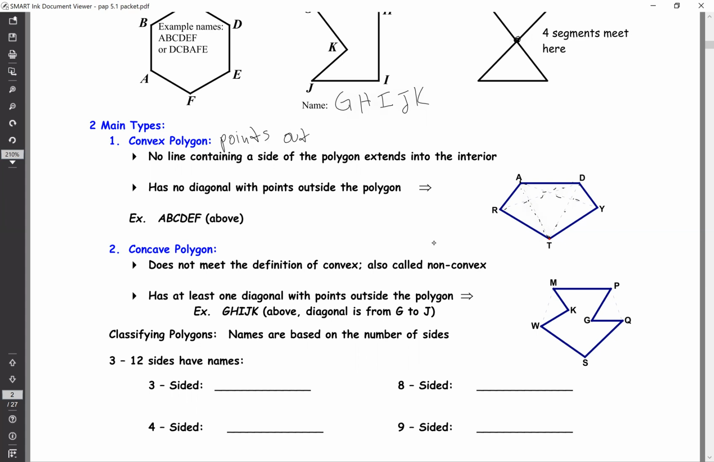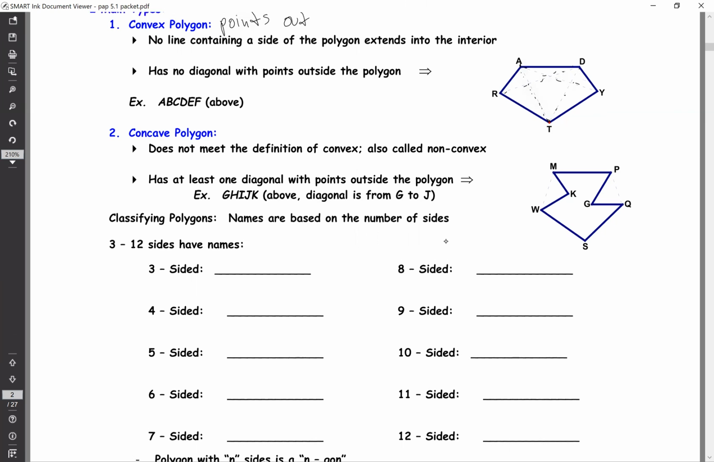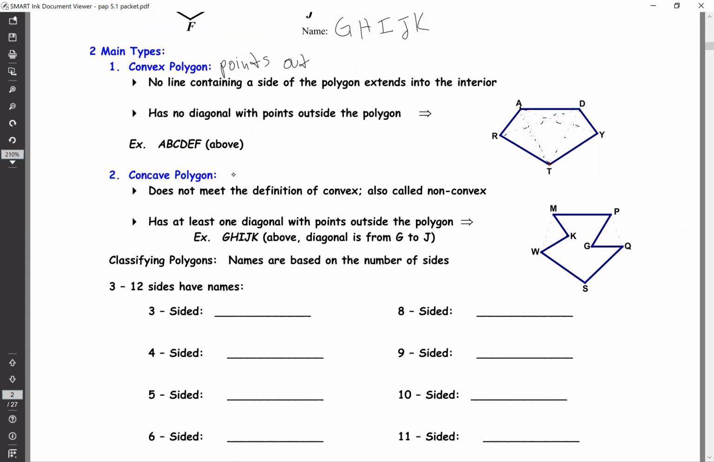Okay, and then you have the other one, a concave polygon. That's where it doesn't meet the definition of convex, so it's also called non-convex. You can see here, this point K, we have this line going towards the interior of the polygon. So you can think concave is like they point in, like they make a little cave, if you will. Okay, so points in. So the side is caved in, if you will.